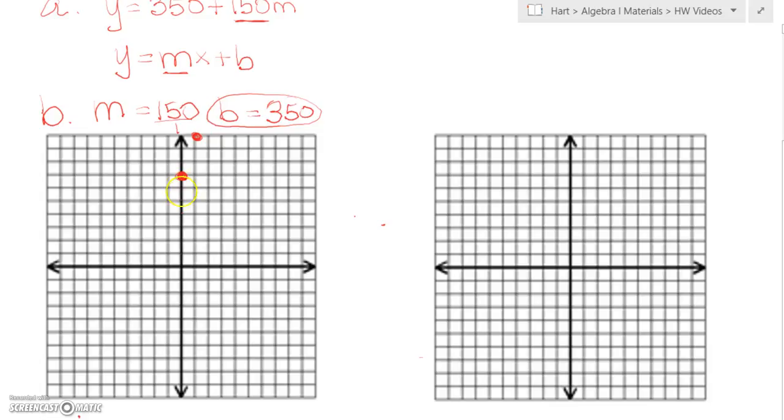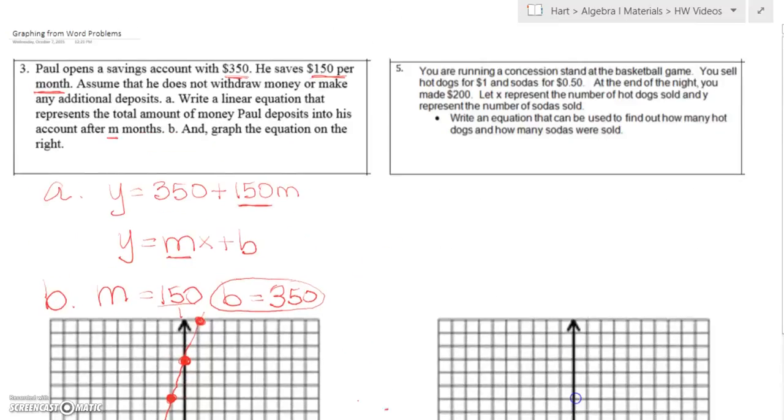Okay, now I could also make my line go the other way. So I could start there and go down 3 boxes and 1 to the left and put a dot. And you could keep going down 3, 1 to the left, all the way to the edge of the graph, or until you can't fit anymore. And then draw your line. And that's all you have to do for number 3.